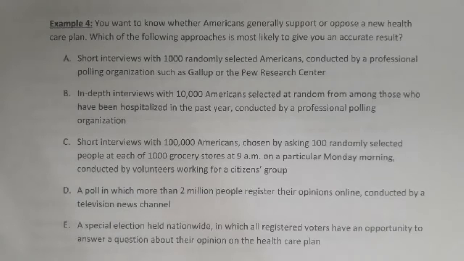So they give us 5 different little examples here. Short interviews with 1,000 randomly selected Americans conducted by professional polling organizations such as Gallup or Pew Research. And in-depth interviews with 10,000 Americans selected at random from among those who have been hospitalized in the past year, conducted by a professional polling organization. Short interviews with 100,000 Americans, chosen by asking 100 randomly selected people at each of 1,000 grocery stores at 9 a.m. on a particular Monday morning, conducted by volunteers working for a citizens group.